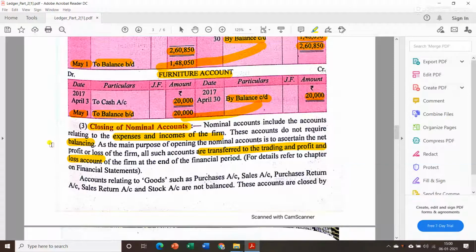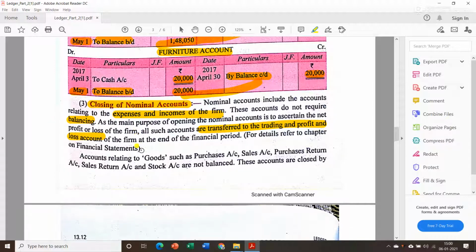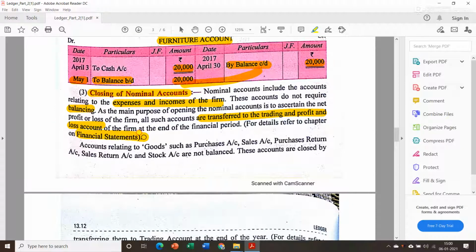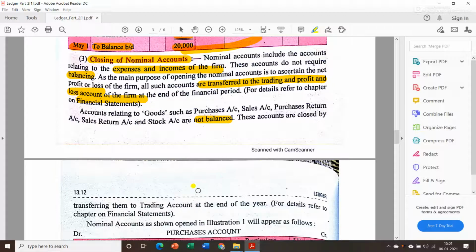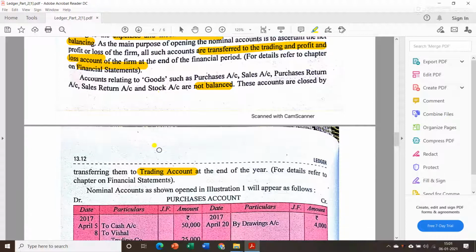All such accounts are transferred to the trading and profit and loss account of the firm. How we are supposed to prepare this trading and P&L account, we will learn, but not in this chapter. We will learn that in the chapter on financial statements. Now, accounts relating to goods, such as purchases account, sales account, purchase return account and sales return account, are not balanced. These accounts are closed by transferring them to the trading account at the end of the year. Means we don't balance them, we just take their total to the trading account.